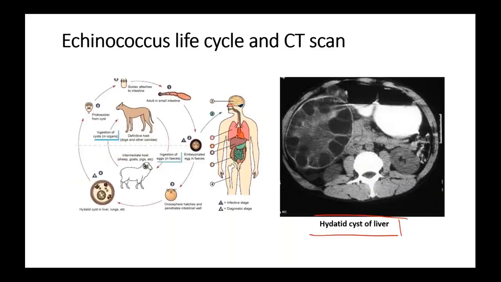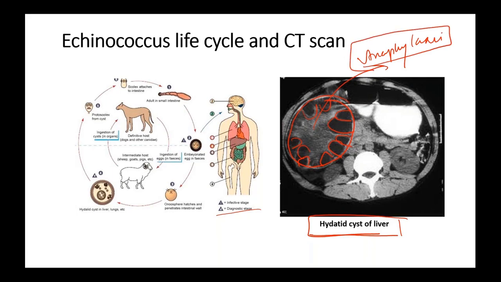So it's also called hydatid cyst of the liver. In the liver, when you do the ultrasound or the CT scan, you will see a large cyst which has multiple small cysts. So rupture of these cysts can cause anaphylaxis. So the diagnosis will be made on imaging, and they will give you the imaging in the exam.